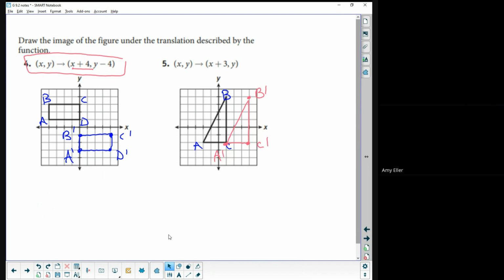You will have questions as easy as that on your quiz. If you're translating, it doesn't get very difficult. You're either moving left, right, or up, down, or a combination of, which kind of makes it look diagonal.